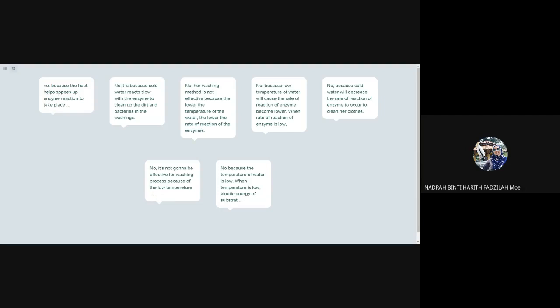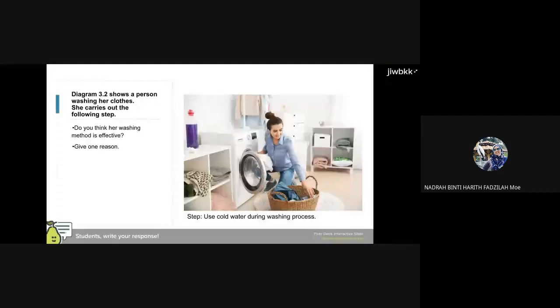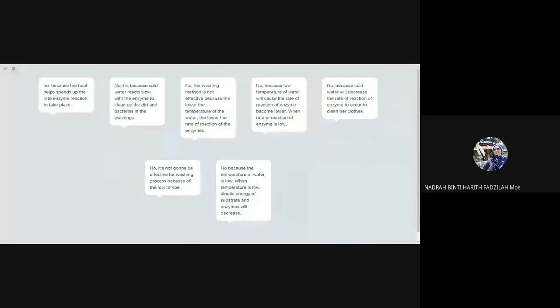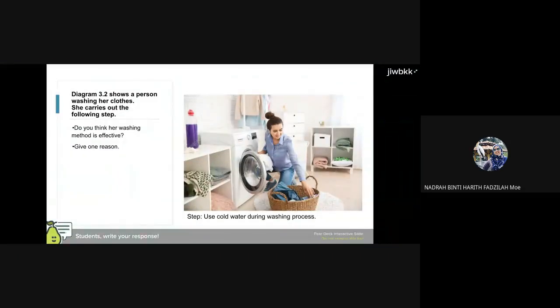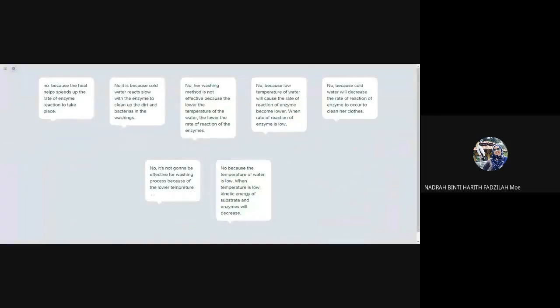Okey, saya clarify kat situ ya, this particular housewife gunakan biological detergent eh. So dia punya soalan dia apa tadi? Use cold water during the washing process. Okay. So dia punya markah tadi ialah berapa? Dua markah. So kenapa dua markah? Sebab kita bagi tahu, do you think her washing method is effective? Kita kata yes or no, and then we can give one reason.